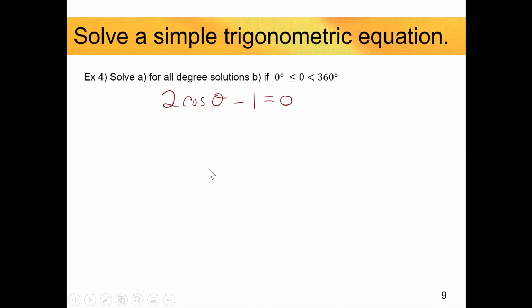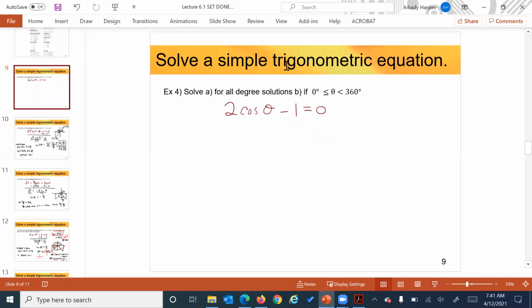Why is this so small? Let me do a little something real quickly here.